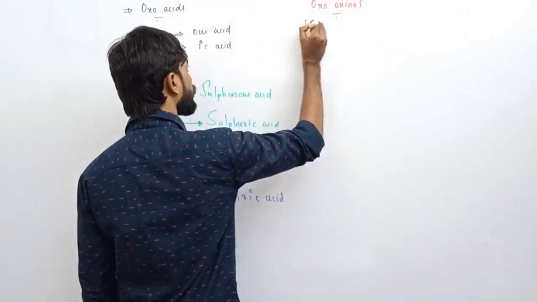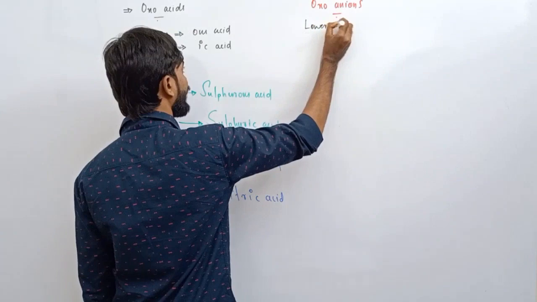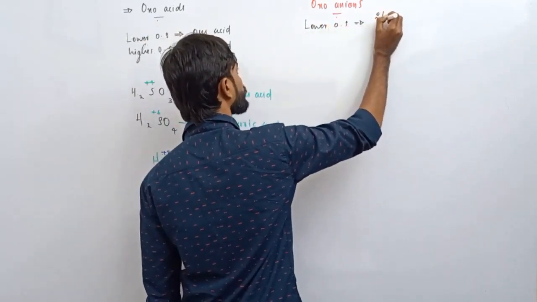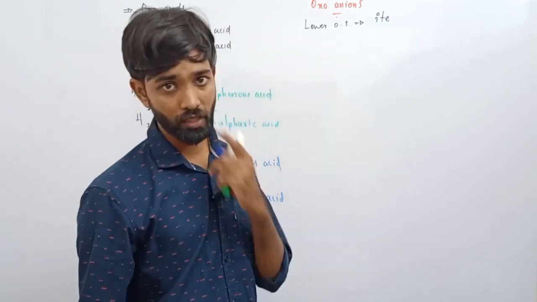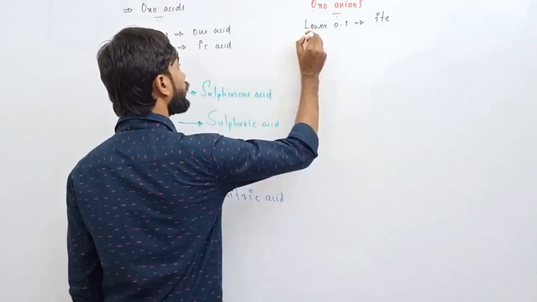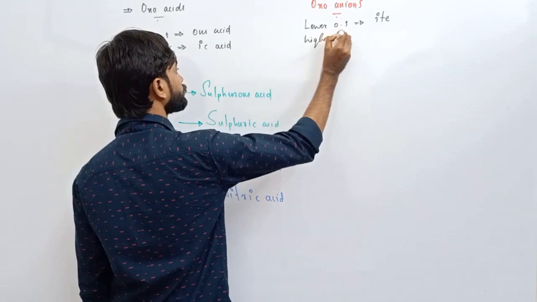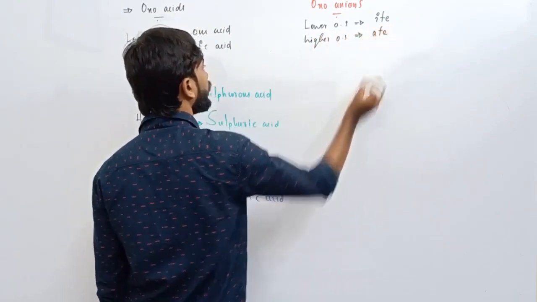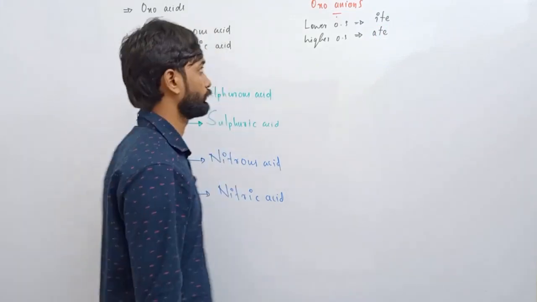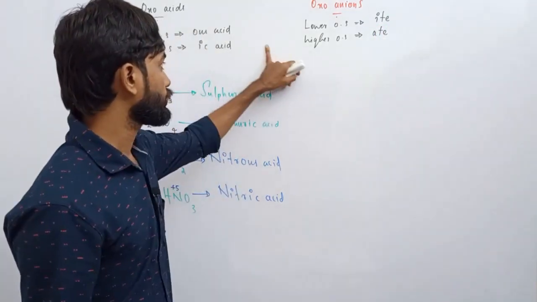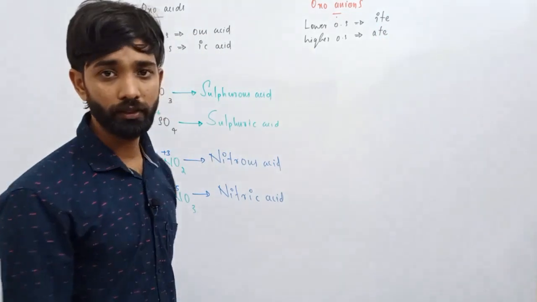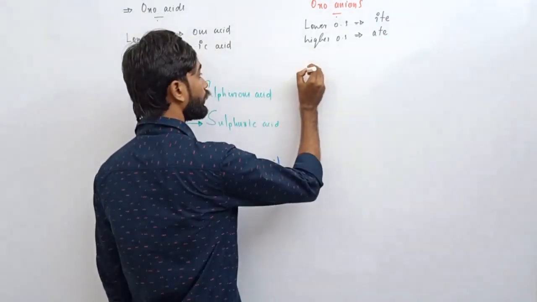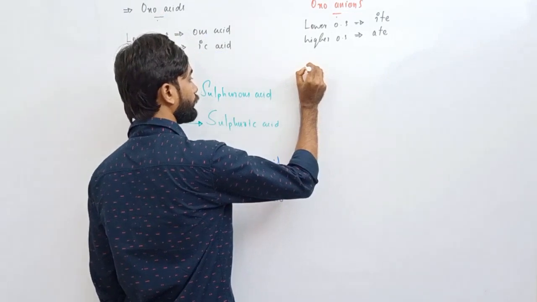In the case of oxo anions, the lower oxidation state may have a suffix of "ite", and the higher oxidation state may have a suffix of "ate". Lower oxidation state with "ite" and higher oxidation state with "ate". Ready? Fine. Let me give some examples.